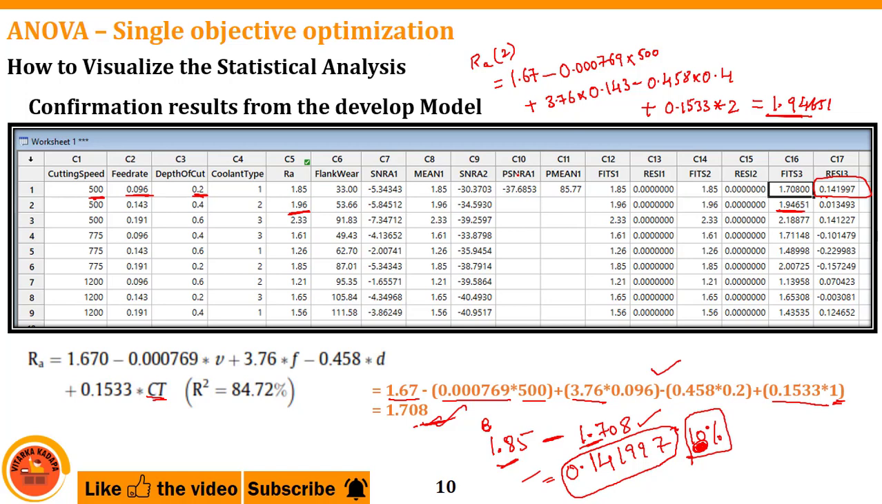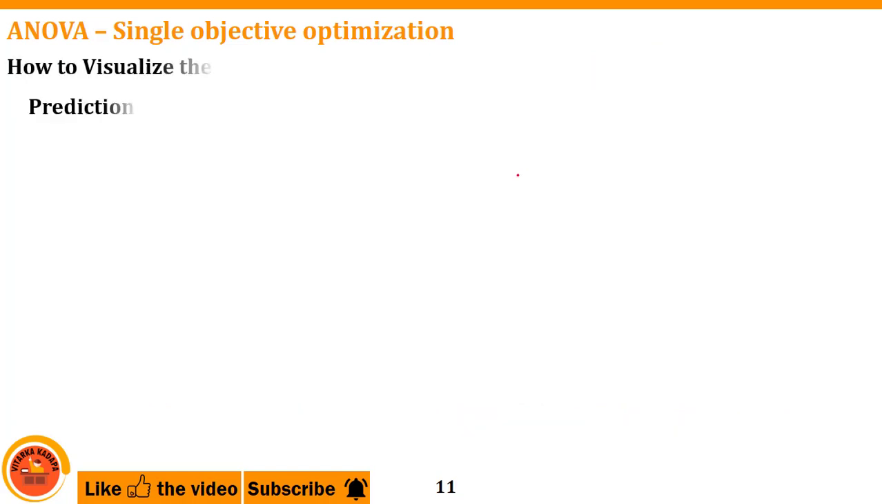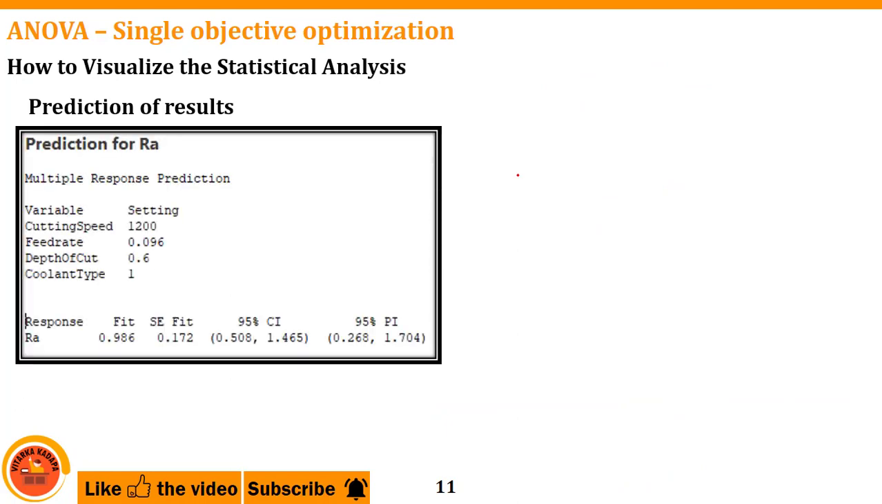And the next one is, we are going to predict our results. So prediction of results, how are we going to predict this? The prediction takes place depending upon the optimal parameter levels. So cutting speed at 1200, feed rate at 0.96. Cutting speed at 1200 means this is at level 3, A3.